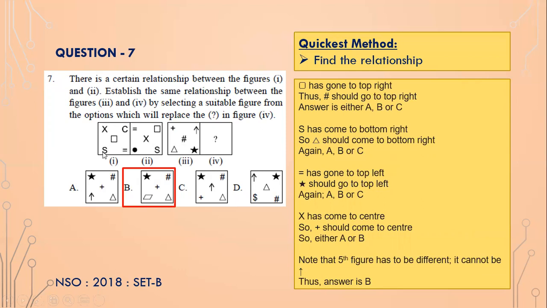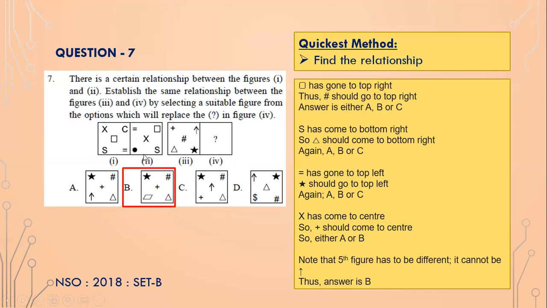S has come from the bottom left to the bottom right, so triangle should be on the bottom right. Again, it could be any of A, B, or C, because triangle is at the bottom right. Equal to has gone from the bottom right to top left, so star should go to the top left. Again, answer could be any of A, B, or C, because star is at the top left.